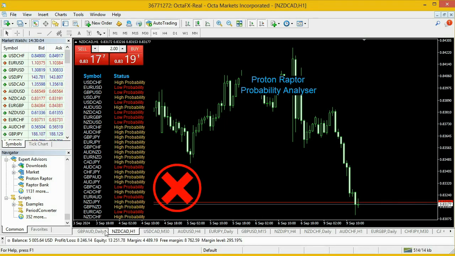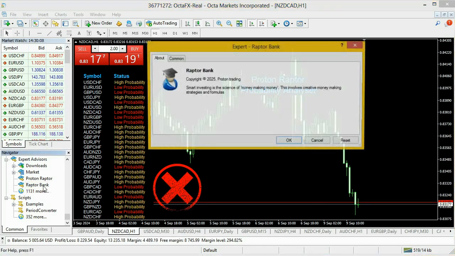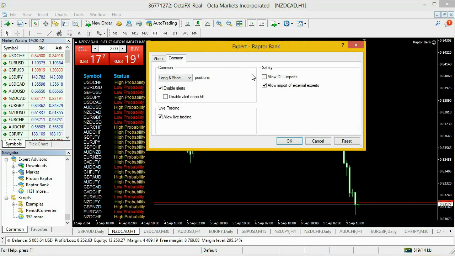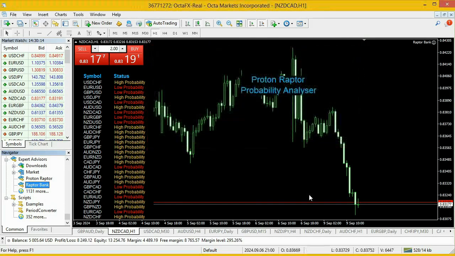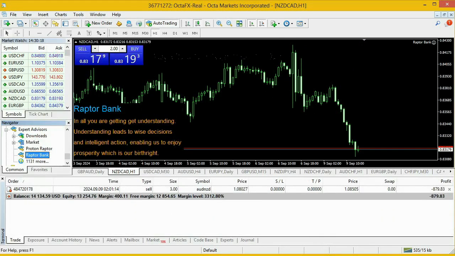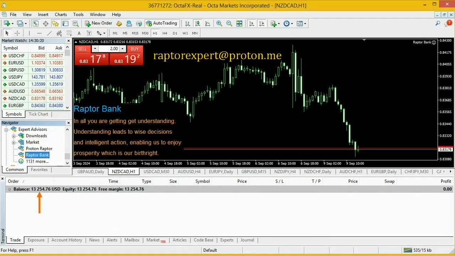We are no longer in a conducive state for profitability, so we must close all trades. As you can see, our balance has increased to $13,254.